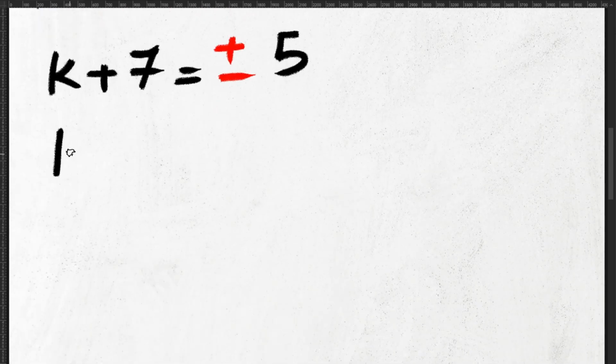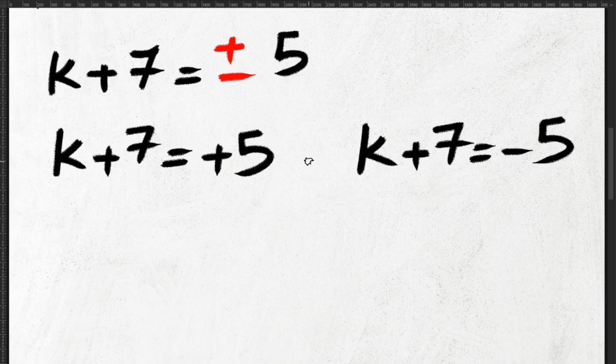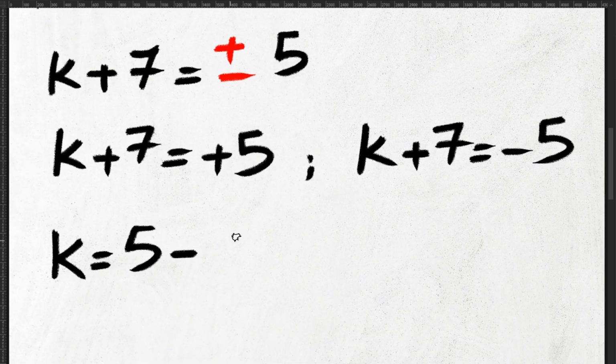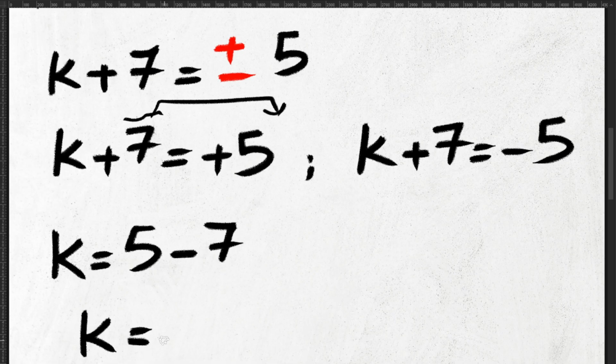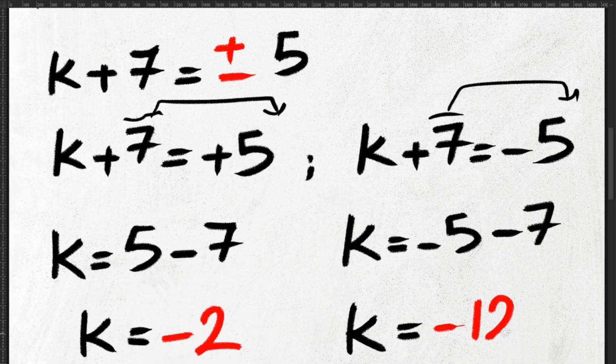This gives us two separate linear equations to solve: k + 7 = 5, and k + 7 = -5. For the first equation, subtracting 7 from both sides gives k = 5 - 7, which results in k = -2. For the second equation, subtracting 7 from both sides gives k = -5 - 7, which results in k = -12. As you can see, both methods give us the exact same solutions.